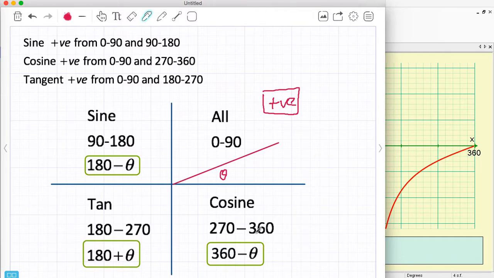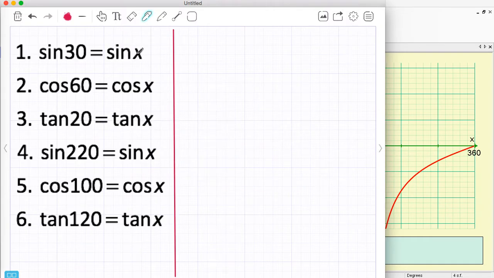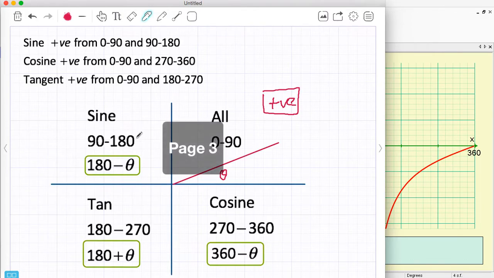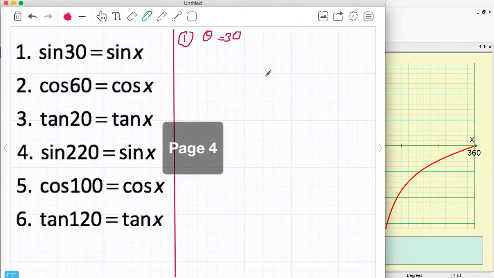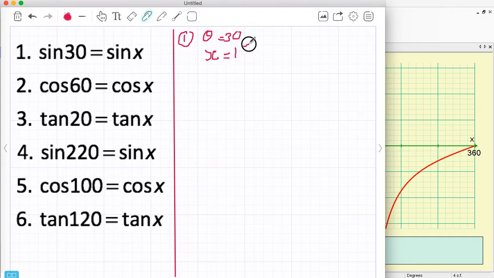And I'm going to just go through a few examples. If you've already come across this, you can probably pause the video now and try and get all these values of x. Okay, this one, I'm going to call my theta 30. So in number 1, my theta is 30. So my x is going to be, because it's positive here, 30 degrees, also going to be positive here, sine, because it was sine in that first one, it's 180 minus 30. So this is going to be x equal to 150. So they add up to give me 180.